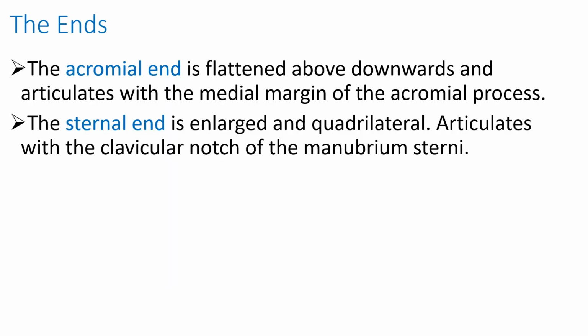Then let's now look at the ends of the clavicle. We have talked of two ends, the acromial and the sternal end. The acromial end is flattened above downwards and articulates with the medial margin of the acromial process. Then the sternal end is enlarged and quadrilateral. It articulates with the clavicular notch of the manubrium sterni. So the sternal end articulates with the manubrium of the sternum. The manubrium is the upper part of the sternum. Then the acromial end articulates with the acromial process.